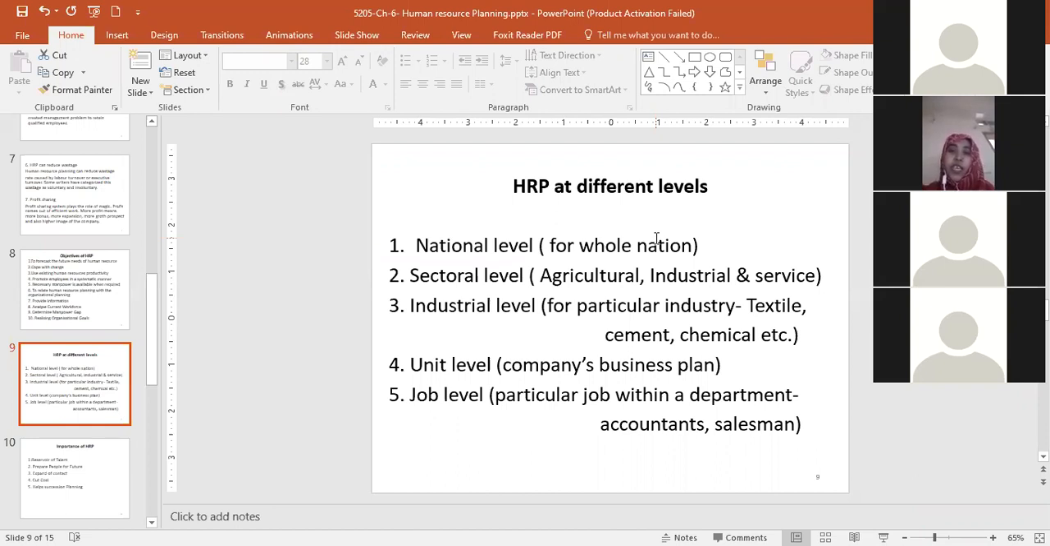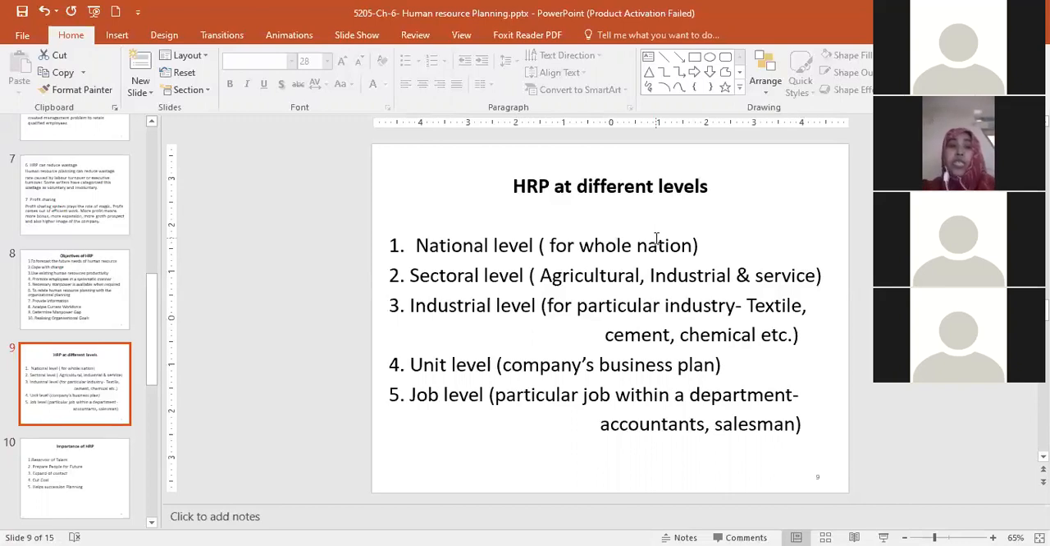Thank you. So we can see here the HRP at different levels. Number 1 is national level. Generally, in this case, human resource planning is related to the whole nation. Generally, the government at the center plans for human resources at the national level. It forecasts the demand for and supply of human resources for the entire nation.